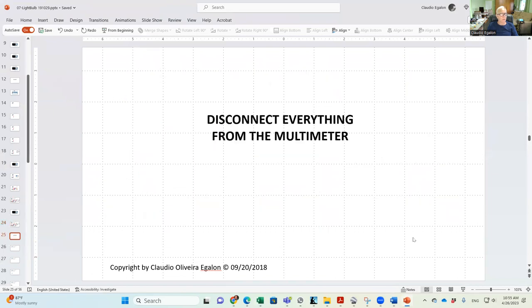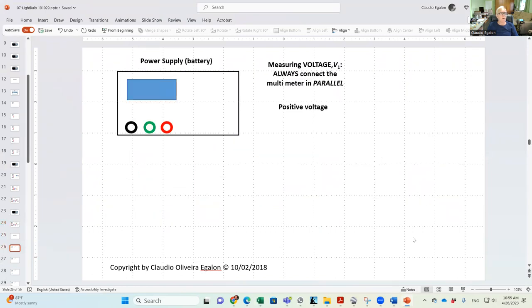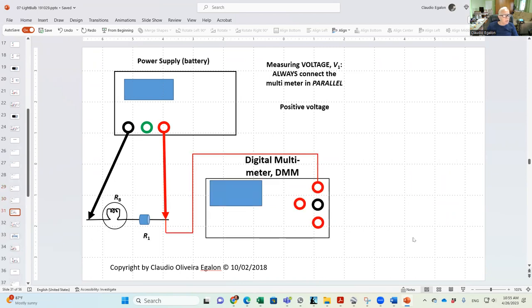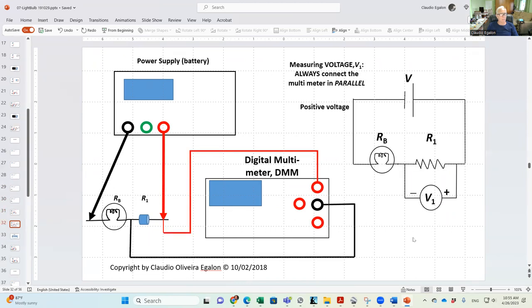Next, disconnect everything from the multimeter, and then start from scratch. And you're going to measure the current now. Let's see, the current. No, it's not the current, sorry. You're going to measure V1. Yeah, you're going to measure V1.